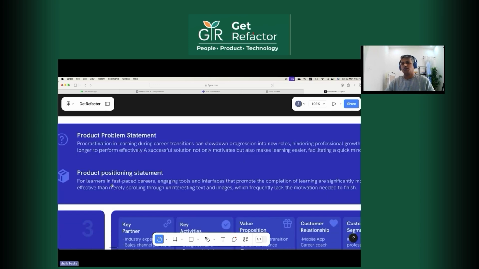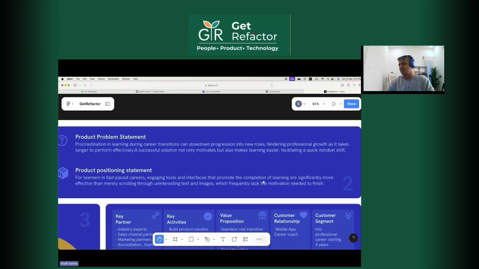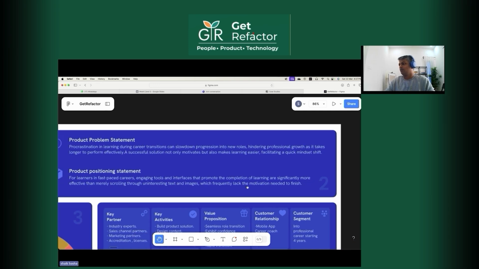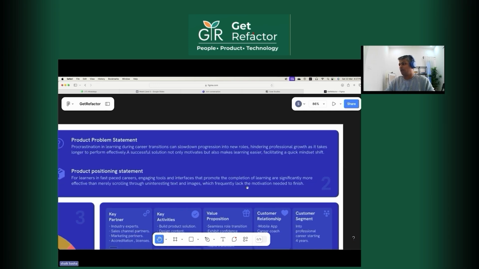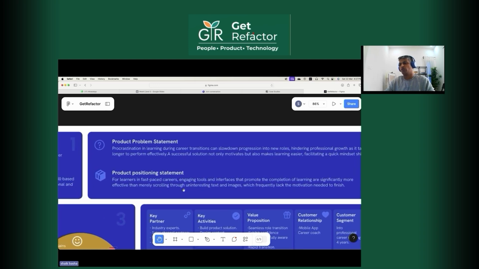Okay, so the positioning statement is: for learners in fast-paced careers, engaging tools and interfaces that promote the completion of learning. You see, this is the most important thing. Most of the people buy it, but they don't complete it. More than 80% of the people don't complete what they buy. So, significantly more effective than merely scrolling through uninteresting text and images, which frequently lack the motivation needed.